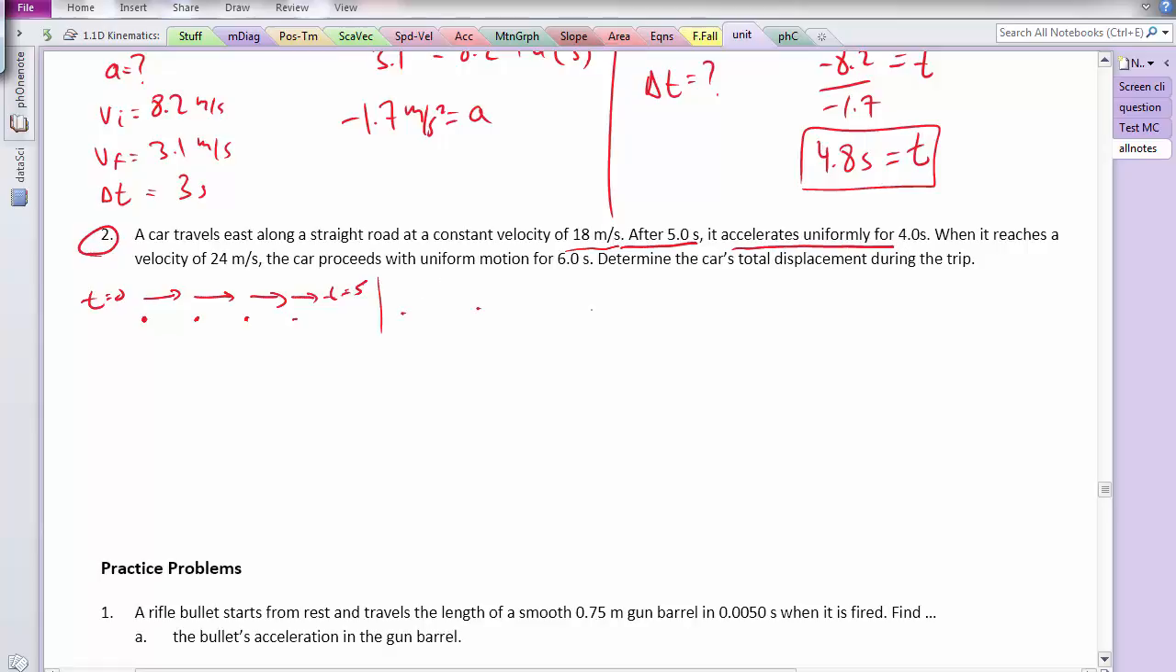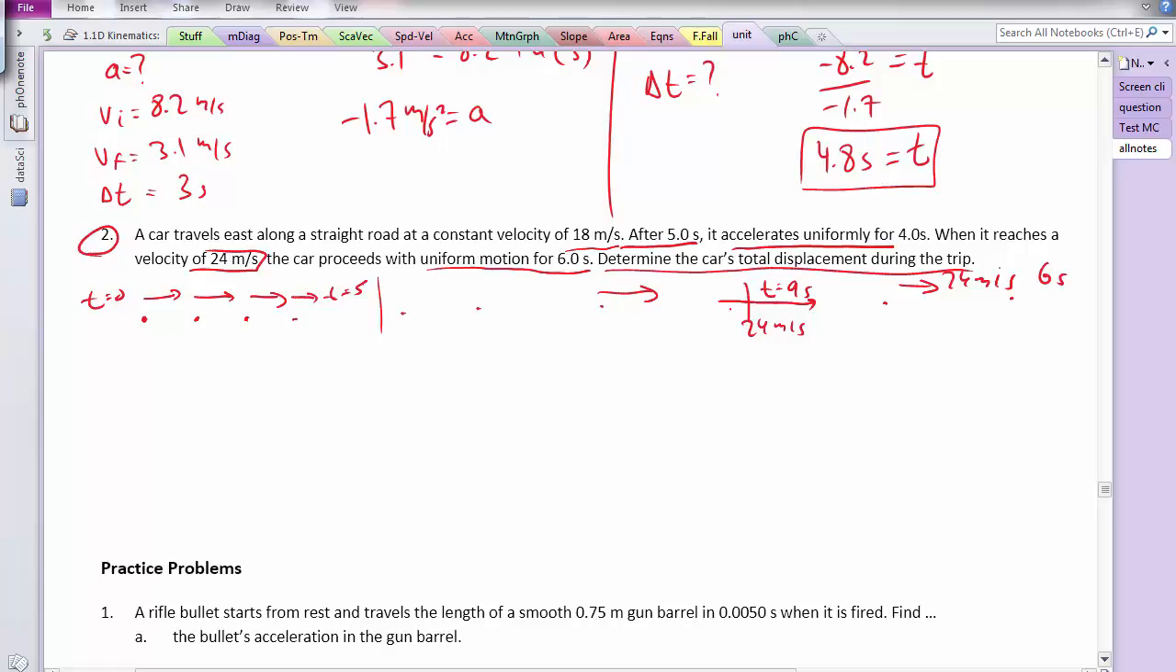So for the next 4 seconds, the distance gets bigger and bigger. Okay, so this is t equal to 9 seconds now, when it reaches a velocity of 24 meters per second. The car proceeds with uniform motion for another 6 seconds. So it's going super fast. At that point it's going 24 meters per second, and it proceeds at this 24 meters per second for another 6 seconds. Okay, so what is the total displacement during the trip?